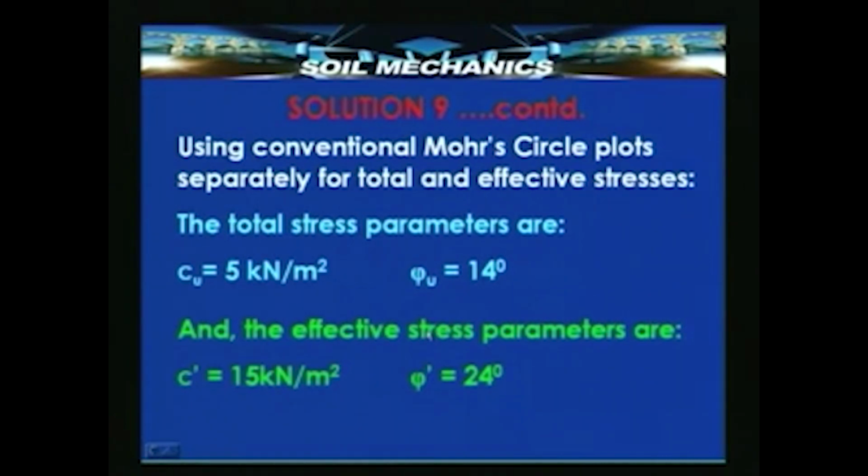If, on the other hand, I use sigma 1 dash and sigma 3 dash for each of these 3 tests, plot 3 more circles and draw a common tangent, I will get the corresponding effective stress shear strength parameters, intercept and angle of internal friction, as C dash equal to 15 kilonewton per meter square and phi dash equal to 24 degrees. You can find that there is a large difference here. That is what happens when you do not have drainage and when you have drainage. When you do not have drainage and measure the pore pressure, this is what you get.